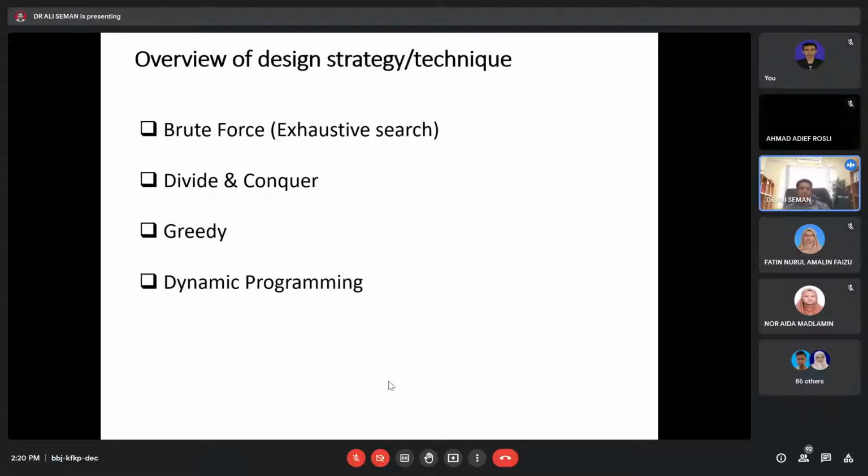We have a greedy design strategy. We have dynamic programming. Those are the design strategies that we're going to discuss in a bit of detail based on this syllabus, so that after we finish this, at least you have these 4 main important or popular design strategies for algorithms basically.